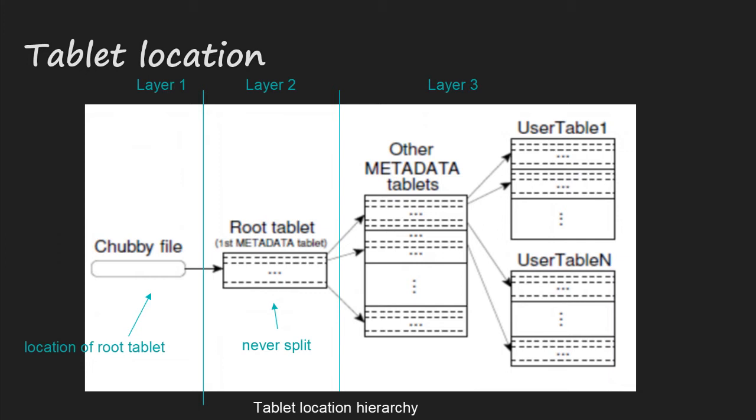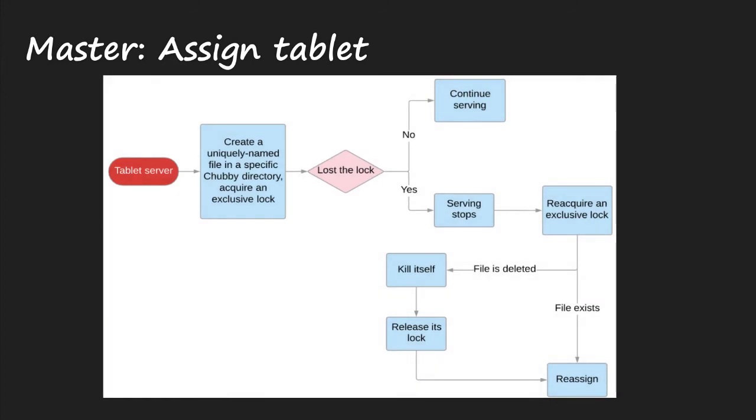Then the master needs to assign the tablet to a tablet server. Each tablet is assigned to one tablet server at a time. So when a tablet server starts, it creates a uniquely named file in a specific Chubby directory and acquires an exclusive lock. However, during the serving process, some problems might lead to the loss of the lock. So once the lock is lost, the server stops and requires another exclusive lock. If the file in the Chubby directory is deleted by the master, the server will kill itself and release its lock so that the master can reassign the tablet as soon as possible.